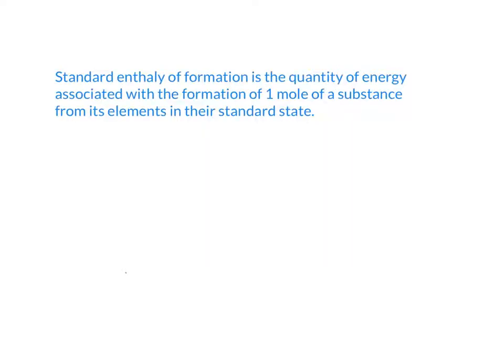In this video lesson, we're looking at another way to calculate changes in energy called standard enthalpy of formation, which has the symbol delta H, subscript f, and then the little 0 superscript. So our standard enthalpy of formation is the quantity of energy associated with the formation of 1 mole of a substance. And it's its formation basically from its elements.